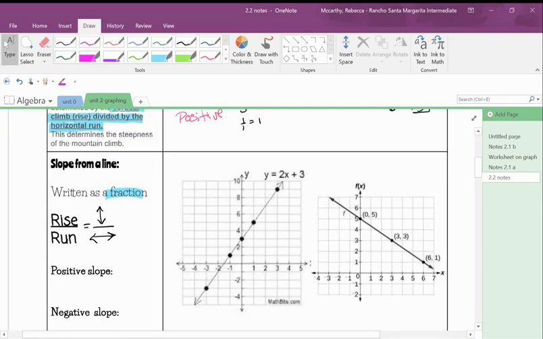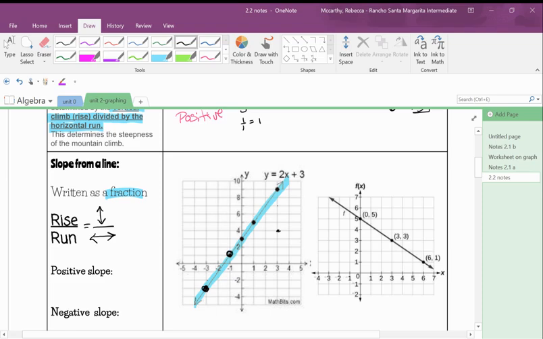Let's look at this one. Here I've graphed my equation, labeled it, and I have my points. I want to find the slope of this. I'm going to pick any two points that are on this grid. We call this a lattice point. I can't pick this one because it's not on my line, so I'm going to focus on the points that are on the line. I'm going to select this one and this one.